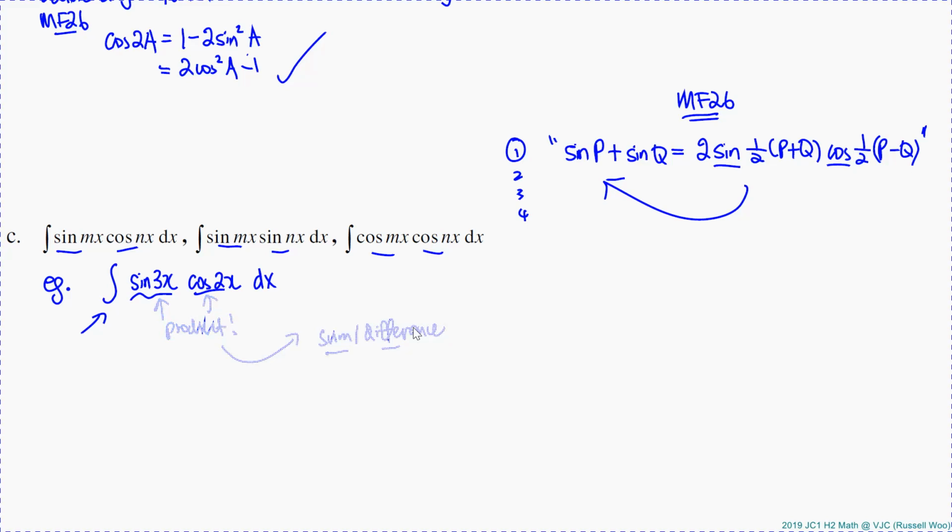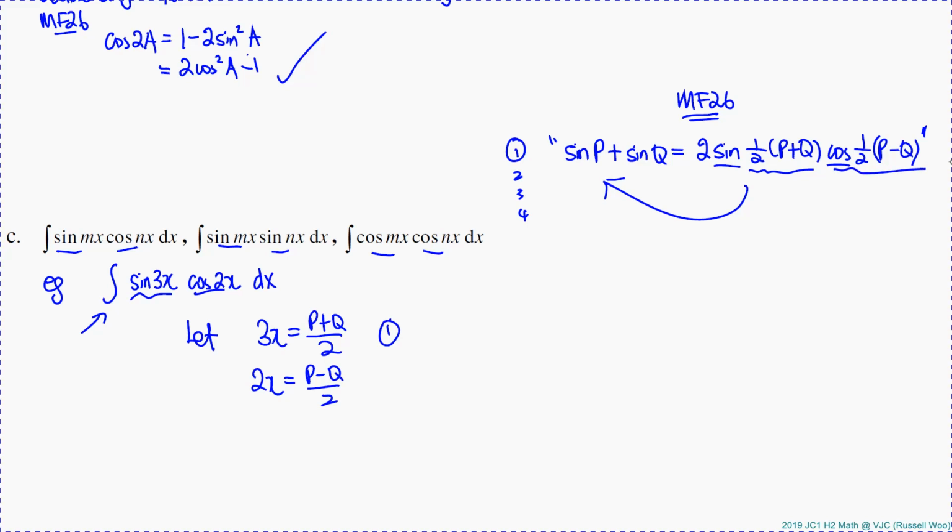So the first thing I would do is let 3x equal p plus q over 2. I call this equation 1. Then 2x equals p minus q over 2, because this is p minus q. I call this equation 2. My objective is to find what is p and what is q in terms of x. If you can do that, then it's well and good. So, can I say equation 1 plus equation 2? My left hand side becomes 5x. Right hand side is just p.